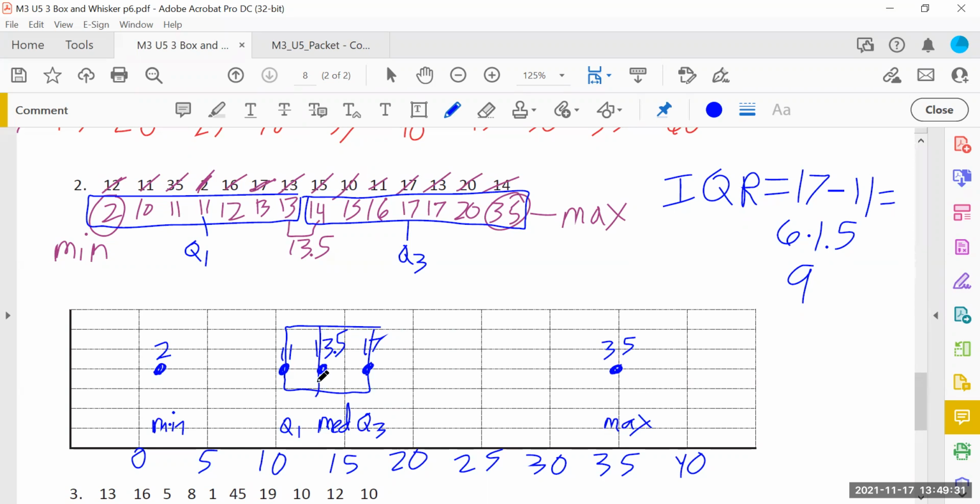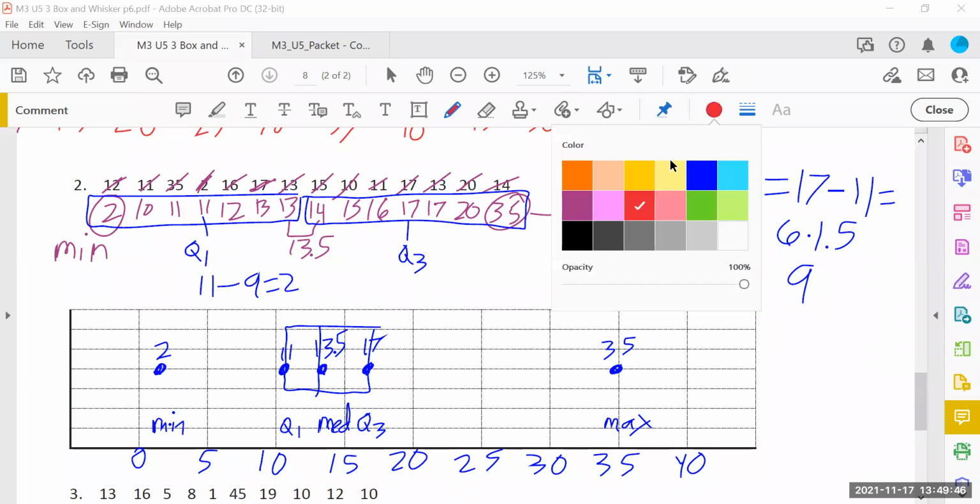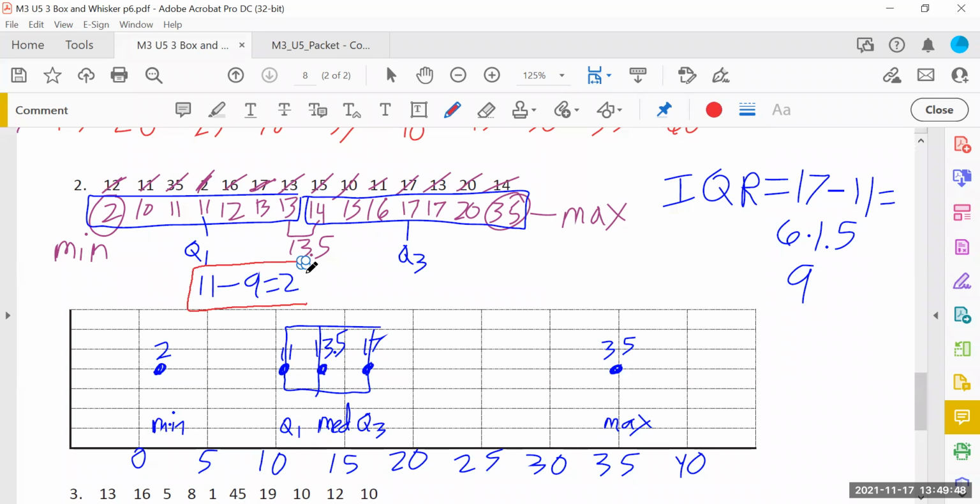So now we're going to go above and below by 9. So Q1, 11 minus 9 is 2. That's my lower boundary. Let's use a different color there. 11 minus 9, 9 below 11, that's 2. Right there. That's my lower boundary. Is that point okay?